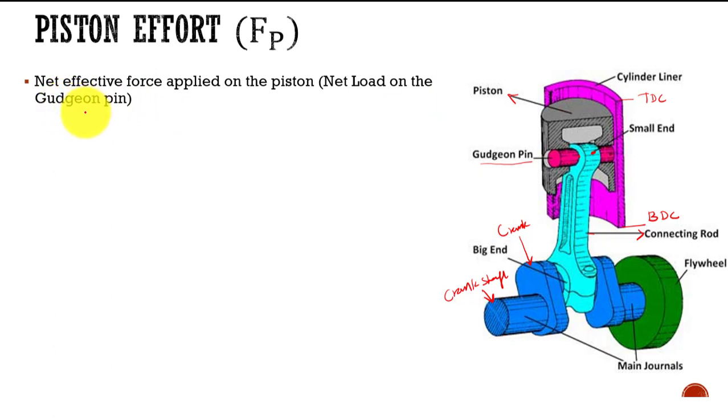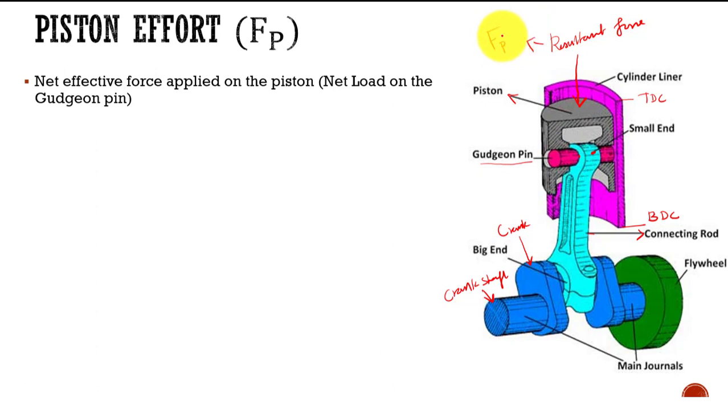Net load on the gudgeon pin. So that means the resultant force. What is this? The resultant force which is acting on the piston is called piston effort. Okay, in other words we can say it is a net resultant force which is acting on the piston, that is piston effort.